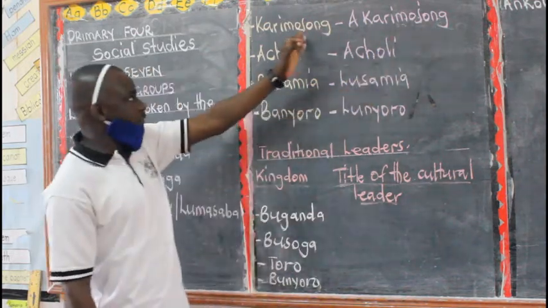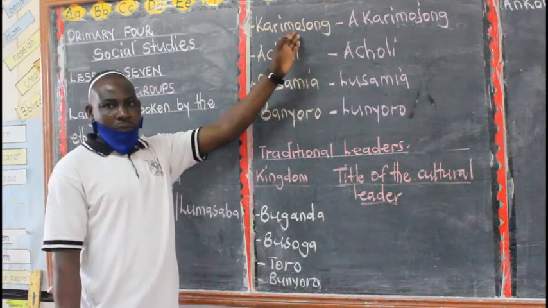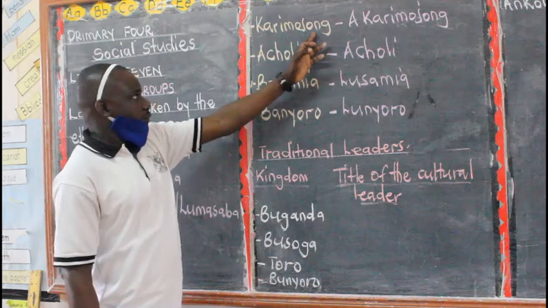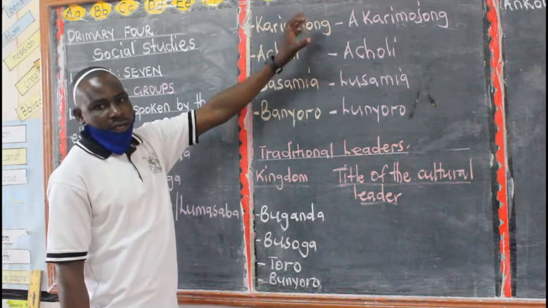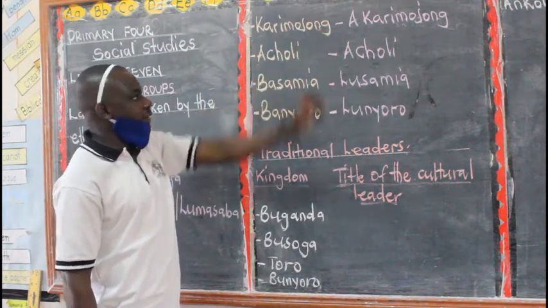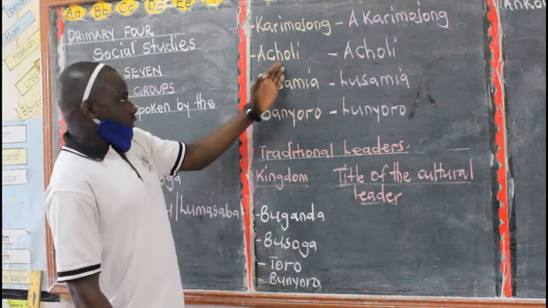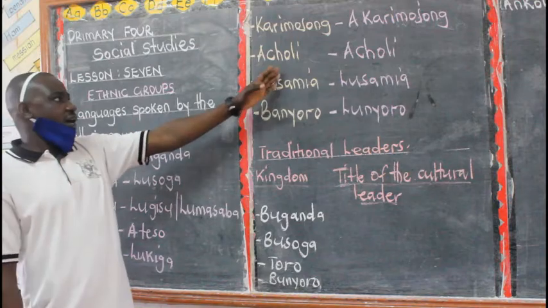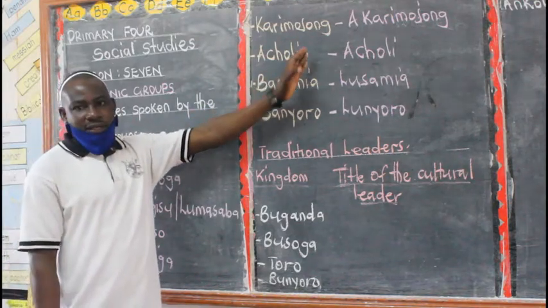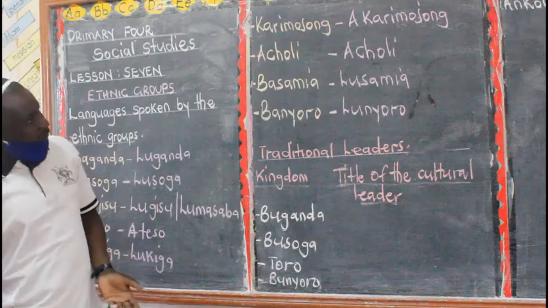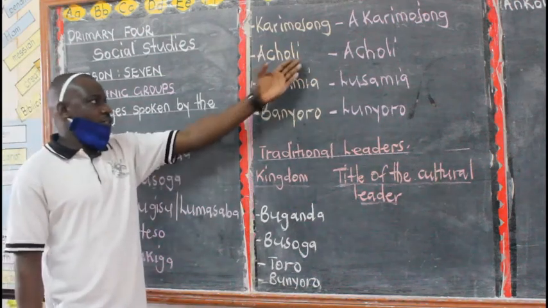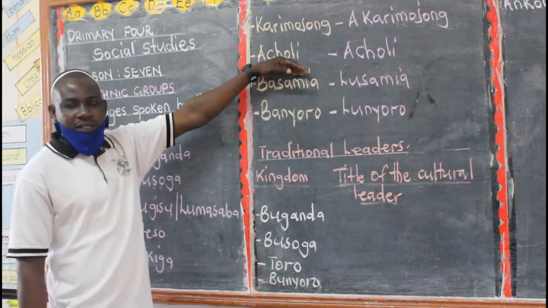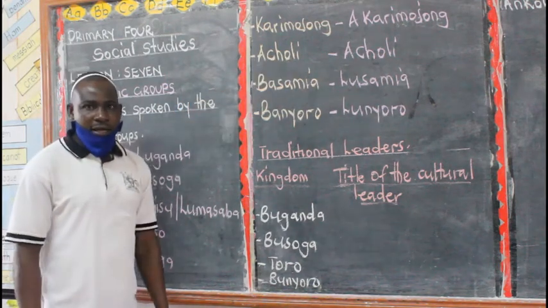Where do you find this tribe? In the northeastern part of Uganda. Under which ethnic group do the Karimojong belong? The Karimojong are under the Plain Nilotes. They also have another tribe called the Acholi. The Acholi are found in northern Uganda. Which district? Like now you can talk of Gulu district. Gulu is a district found in the northern part of Uganda.